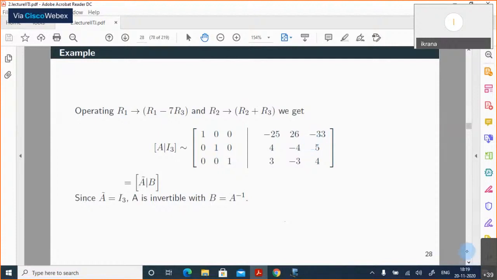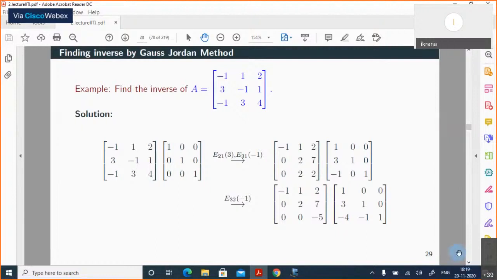So this is the way of doing it. This can be put into an algorithm on the computer because it involves only matrix multiplications, and that will tell us whether A is invertible or not, and if invertible, what the inverse is. So this is the first application of row echelon form.